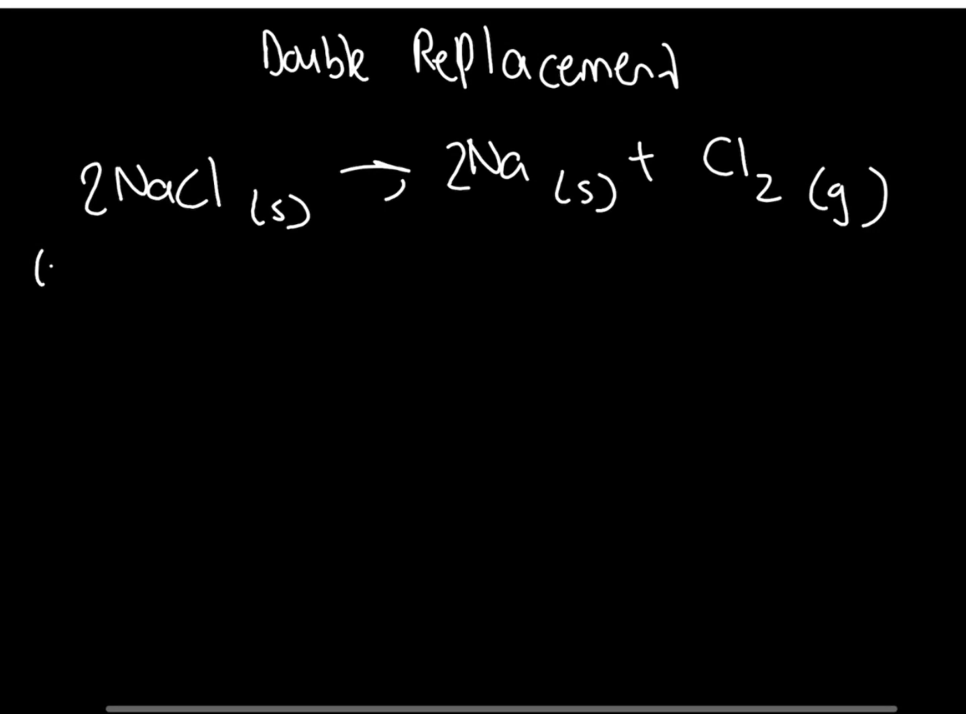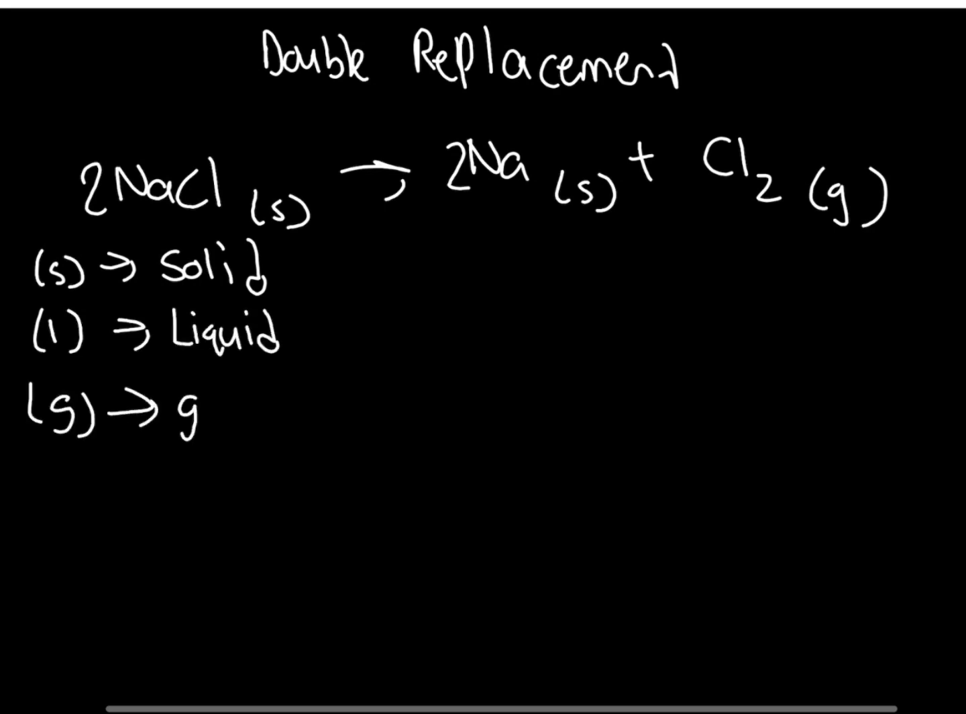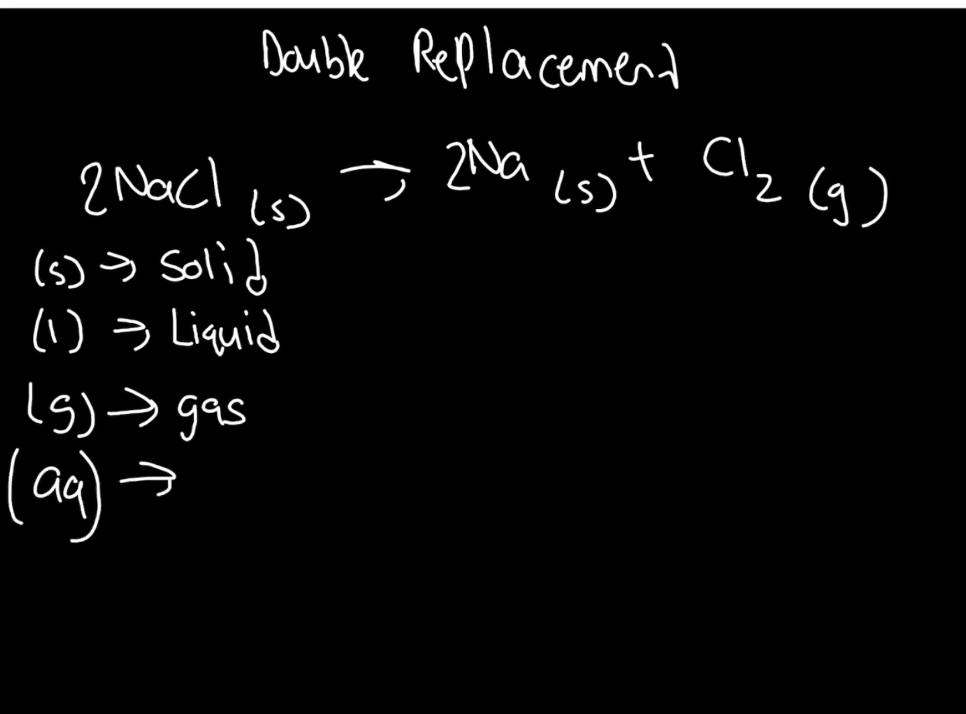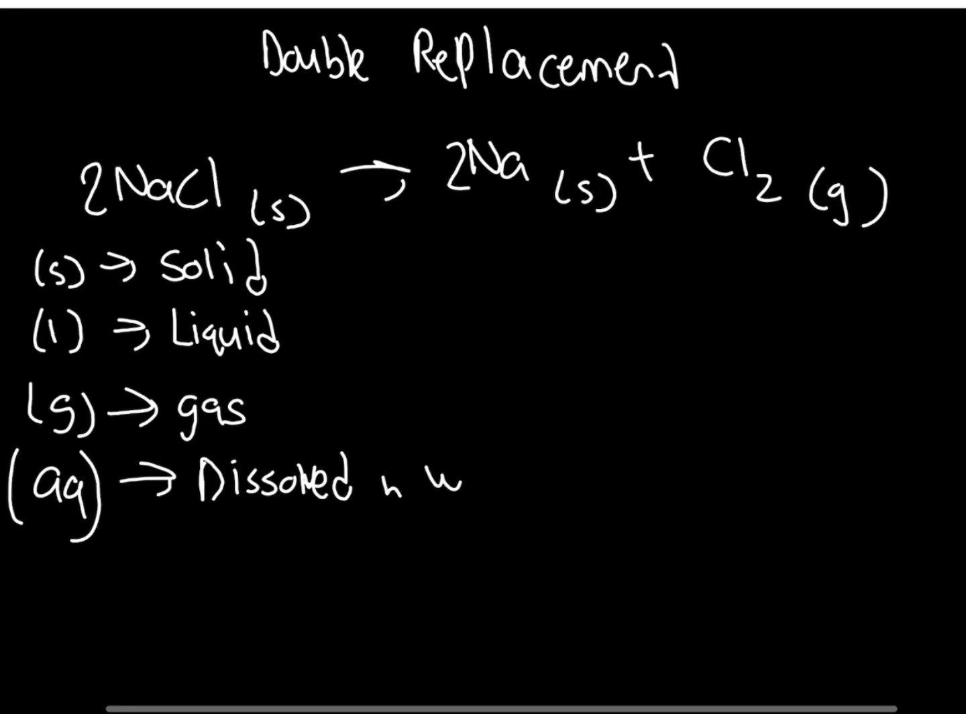S represents solid. L represents liquid. G represents gas. And AQ, or aqueous, just means that the thing is dissolved in water. Okay. So these are just little symbols that you should keep in mind because from now on, especially in the double replacement type reactions, those symbols are going to be really important.